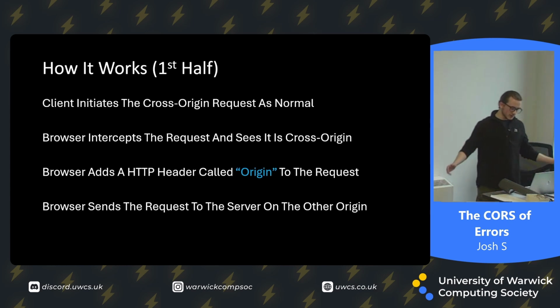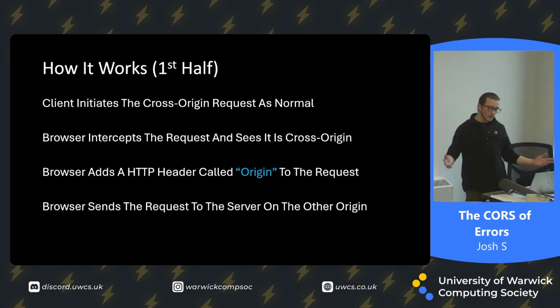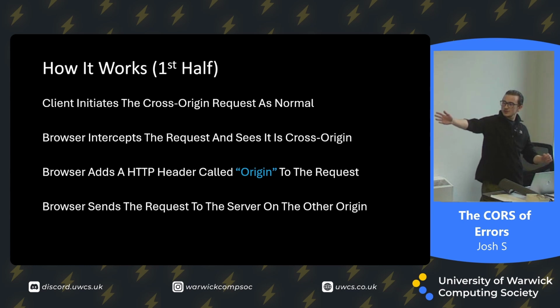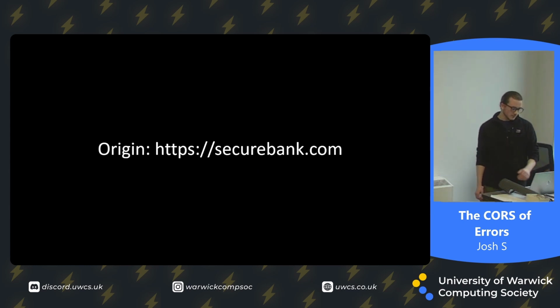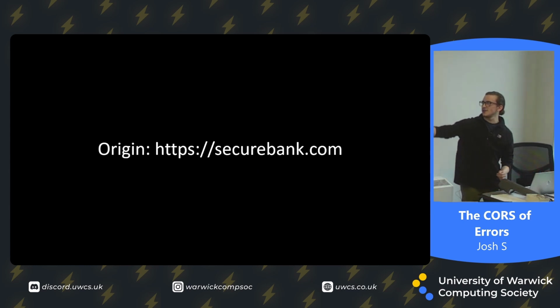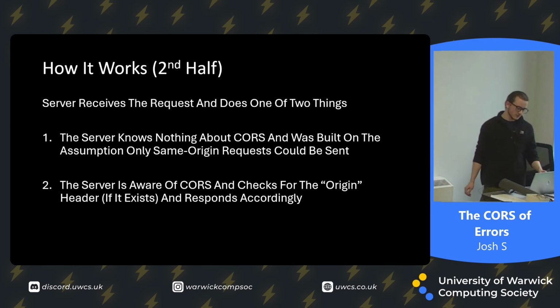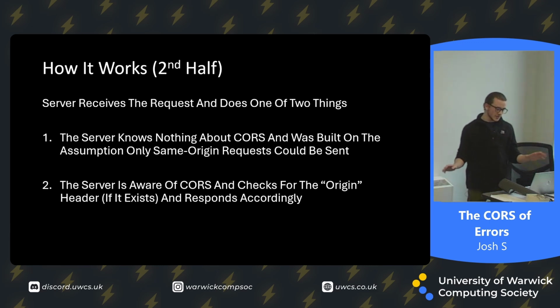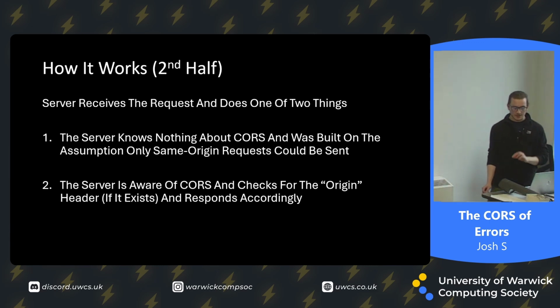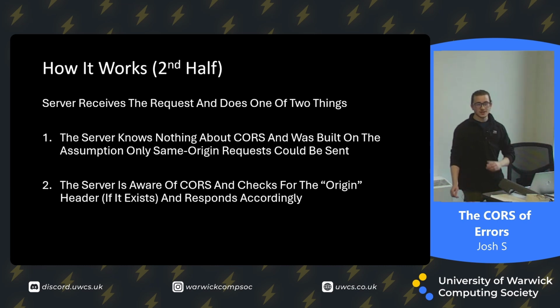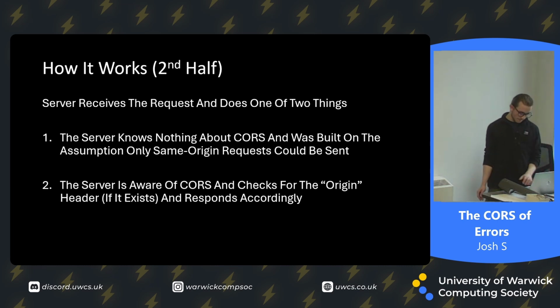So, how it works. The client initiates the cross-origin request as normal, and the browser intercepts it before it's sent and sees it's cross-origin. The browser adds an HTTP header called Origin to the request, and the browser sends the request to the server. This is what it would look like logically. So you have the origin, and let's say we're on securebank.com, it would be securebank.com. So the server then receives the request and does one of two things. The server knows nothing about CORS and was built on the assumption that it could only receive same origin requests. Or the server is aware of CORS and responds accordingly.